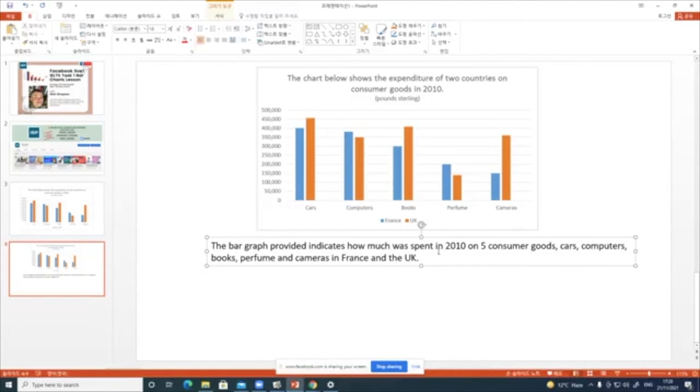So Judith's got a good introduction here. I think that bar chart illustrates the amount spent in two nations on consumer goods, cars, computer, books, perfumes, and cameras in 2002. Yeah, great. Okay, that's a great example. And she's saying in two nations. That's a good example.